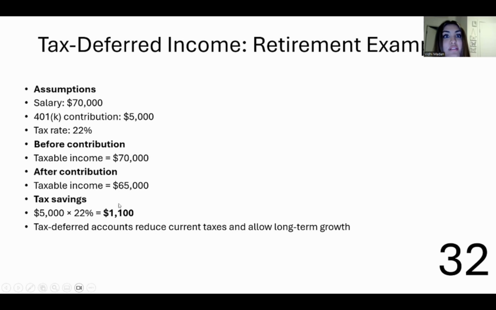Next up, the example we have is a tax-deferred income retirement example. Assume an individual earns $70,000 a year and contributes $5,000 to a 401k. If their tax rate is 22%, that contribution reduces taxable income from $70,000 to $65,000. The immediate tax savings is $5,000 multiplied by 22%, which equals $1,100 saved in the current year. And although taxes will be paid later in retirement, tax deferral lowers taxes today and allows investments to grow over time.